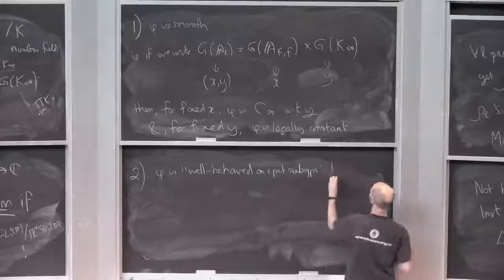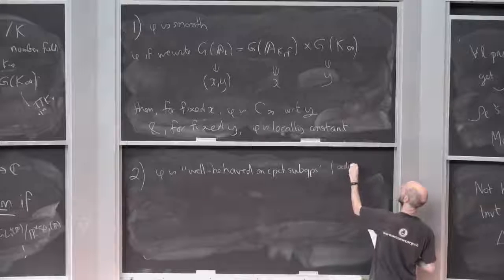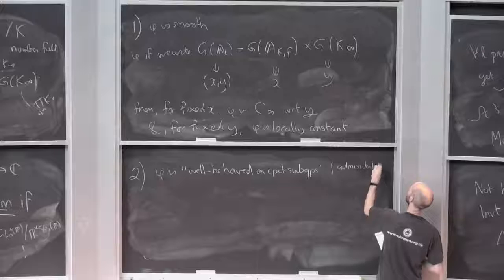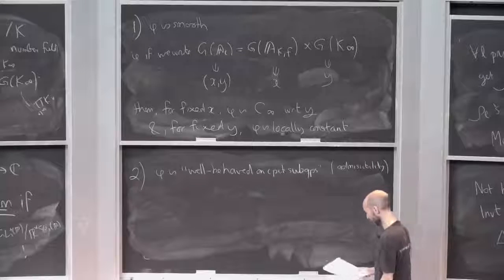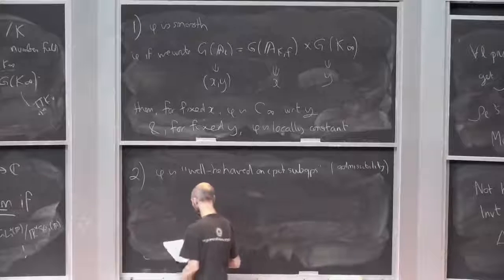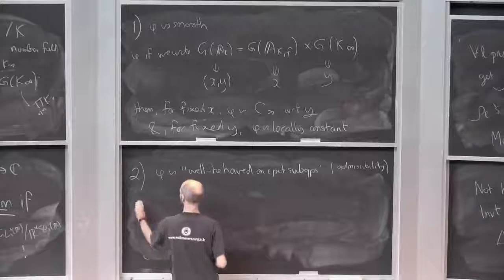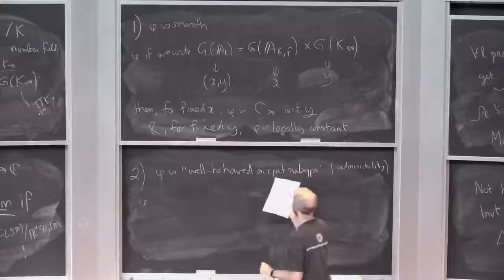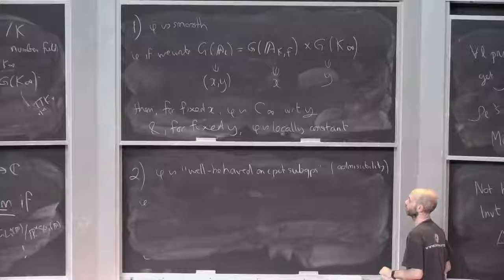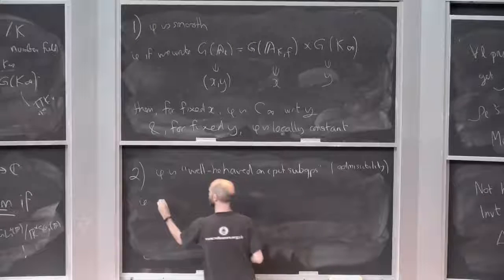This is something that's related to admissibility somehow. So what do we say here? There are two conditions, right? There are compact subgroups at finite distance and compact subgroups at infinity. So this is two parts.